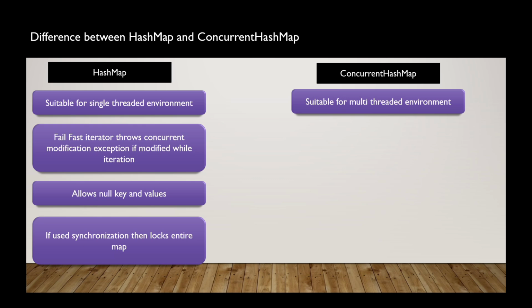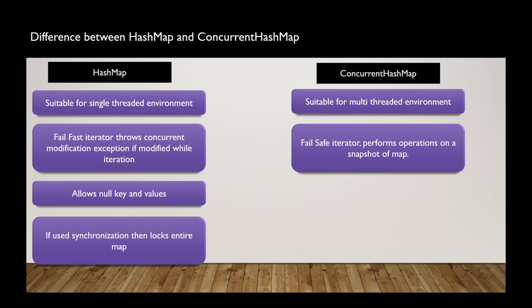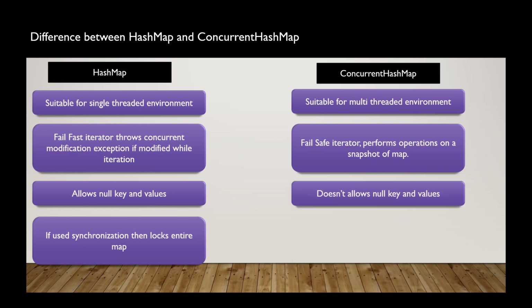This is introduced and it is suitable for a multi-threaded environment where multiple threads can access this ConcurrentHashMap. And it has a fail-safe iterator because it performs the update, delete, and add operations on a snapshot of the map. Basically, it will create a snapshot of the existing HashMap and perform operations on that copy. That's why the original map will not get affected. And it does not allow any null keys or values because it works with multiple threads.